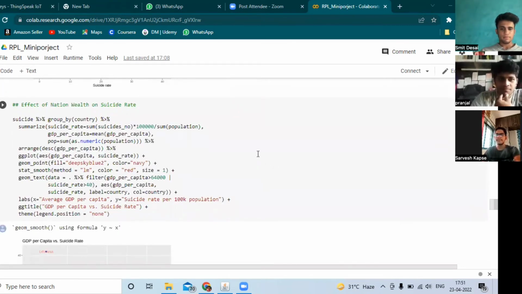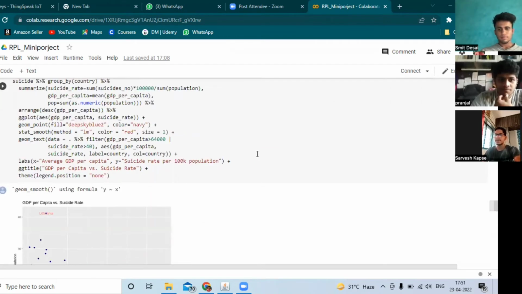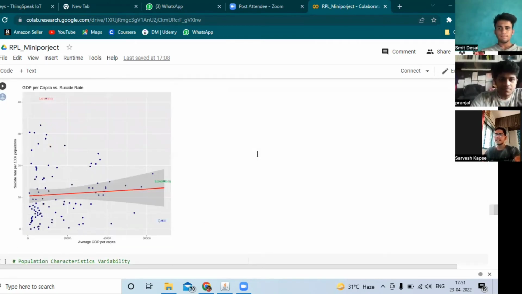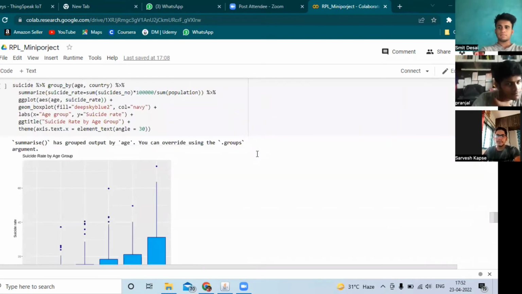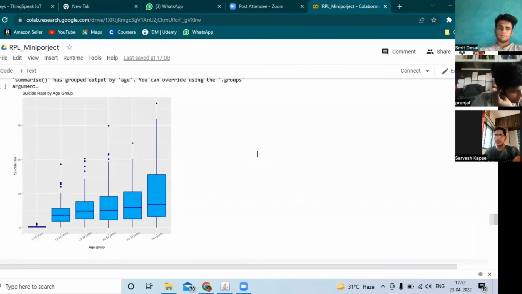So in the next graph, we see the effect of national wealth on suicide rates. In this plot, we can see suicide rates plotted against per capita GDP of the countries in the data set. It seems that there is a positive linear correlation between suicide rates per 100K population and the country's GDP per capita. There are some outlier values in the case of Lithuania, which has a relatively small per capita GDP and very high suicide rates. That is seen earlier as well. So in the next graph, the positive characteristic variability is seen.